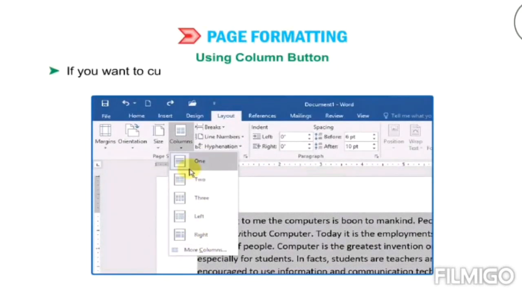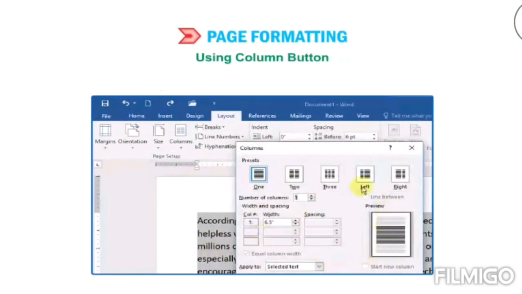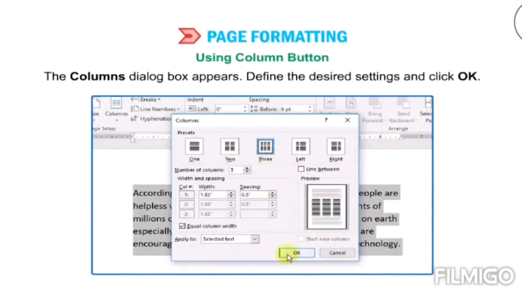If you want to customize the columns, then click on the More Columns option in the drop-down menu. The Columns dialog box appears. Define the desired settings and click OK.